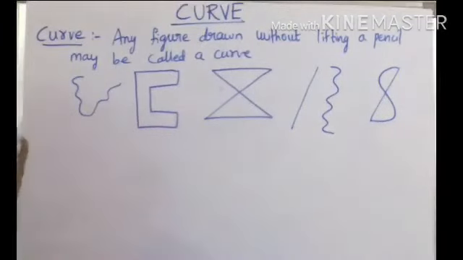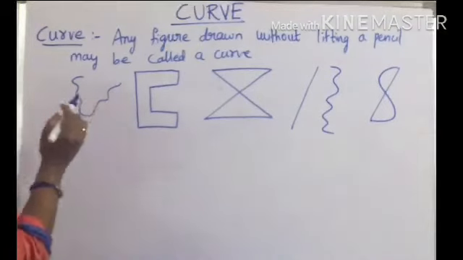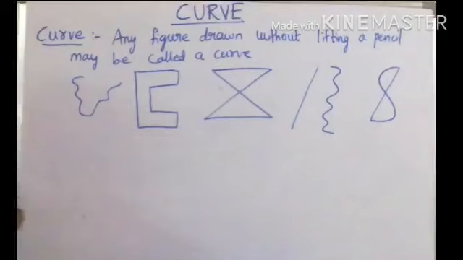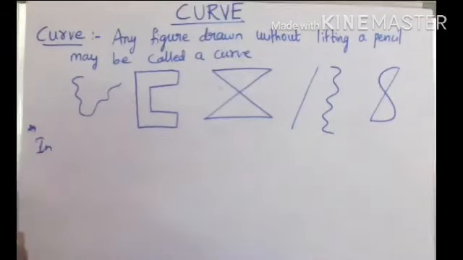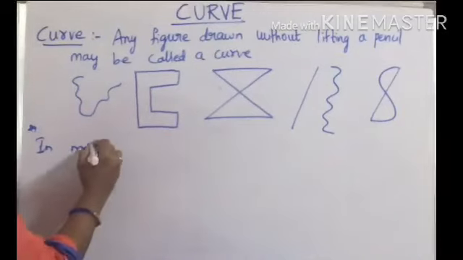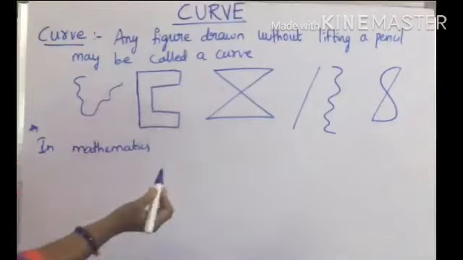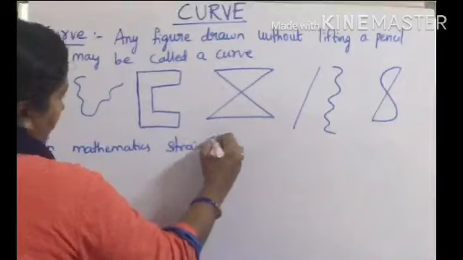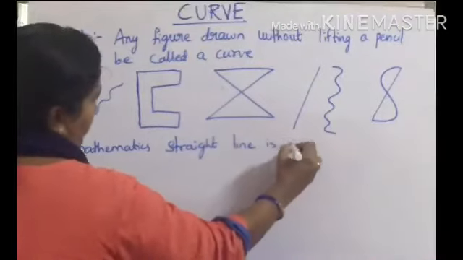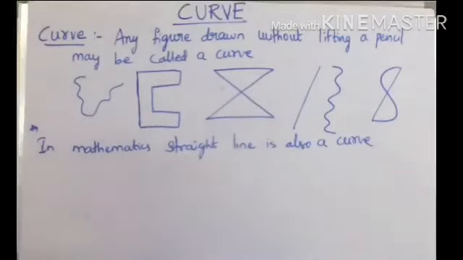In mathematics, a curve is a continuous and smooth flowing line without any sharp turns. Now, an especially important point in mathematics: a straight line is also called a curve. Because see, this is a straight line, and here also I am not lifting anywhere. So in mathematics, a straight line is also a curve. So all these are curves, right? Now next, we are going to discuss types of curves.